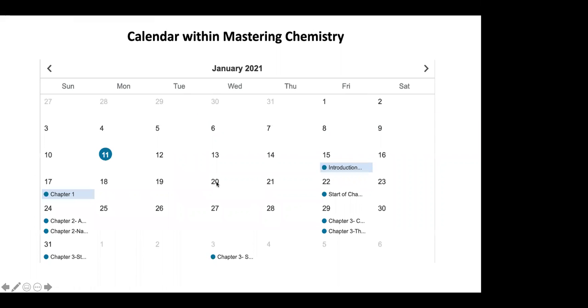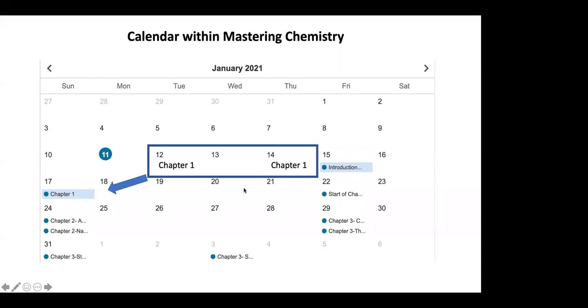Now, I mentioned Mastering Chemistry. Here's the calendar within Mastering Chemistry. This has a schedule of when all of the different homework assignments are due. Let me step you through this. Right here, we're on the 12th. The way I've set it up, the first assignment due within Mastering Chemistry is due on Friday. It's an introduction to the program. So if you're not in the program yet, I want to make sure you're in so you can complete that first assignment. I don't have any other homework due within Mastering this week until Friday.